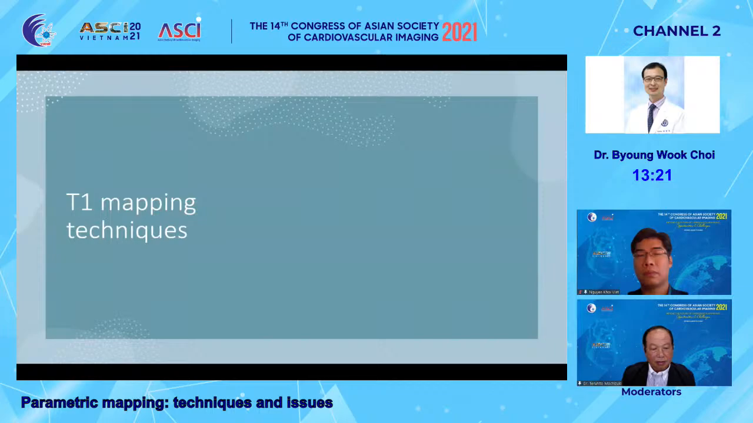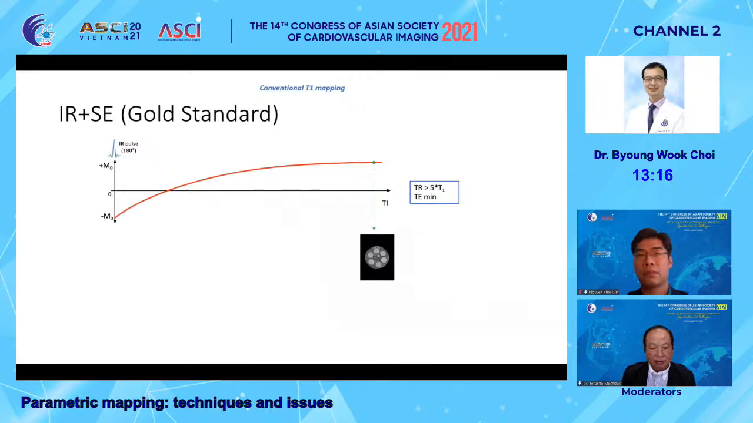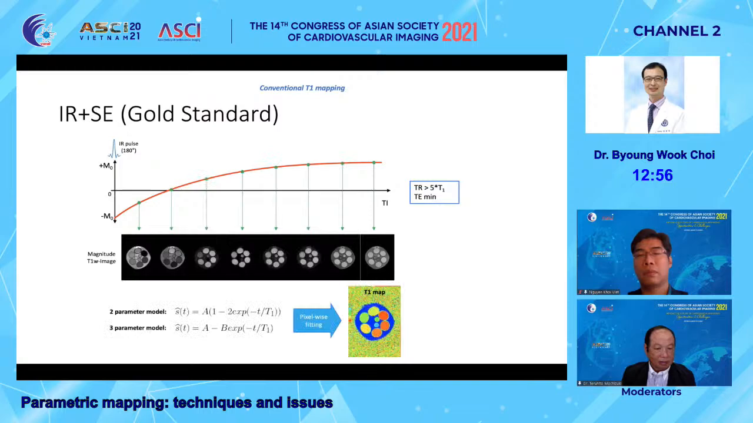These are basic things to know to understand the issues regarding cardiac T1 mapping methods. Let's look at commonly used conventional T1 mapping methods in clinical practice. The gold standard method to do T1 mapping in general is the inversion recovery and spin echo combination technique. Apply an inversion recovery pulse, then acquire a T1 weighted image at a certain inversion time and repeat the same process with consecutive inversion times. Then T1 fitting can be performed with either a 2-parameter or 3-parameter model.